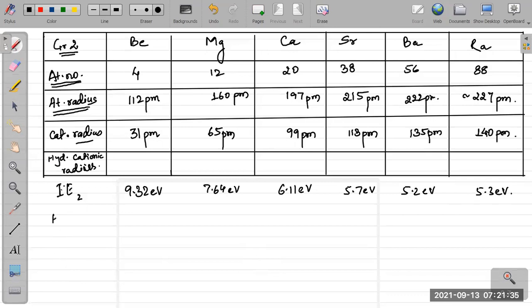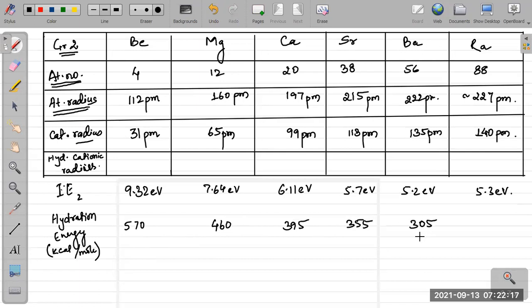Hydration energy is 570 kilocalorie per mole, 460, 395, 355, 305.